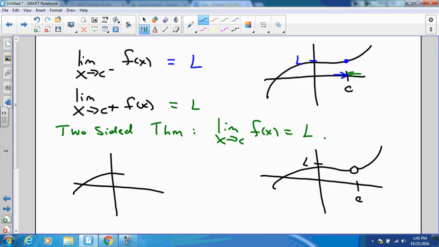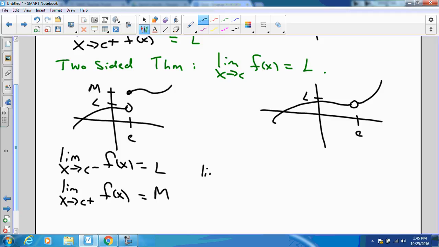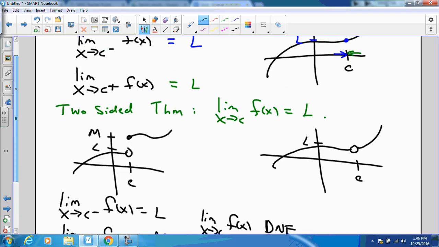But I can draw a separate function so that the limit as x goes to c from the left is equal to L, and the limit as x goes to c from the right is something different, and the limit as x goes to c overall. Very good. And please notice that this is not equals D and E, which doesn't make any sense. This is just does not exist. Okay.